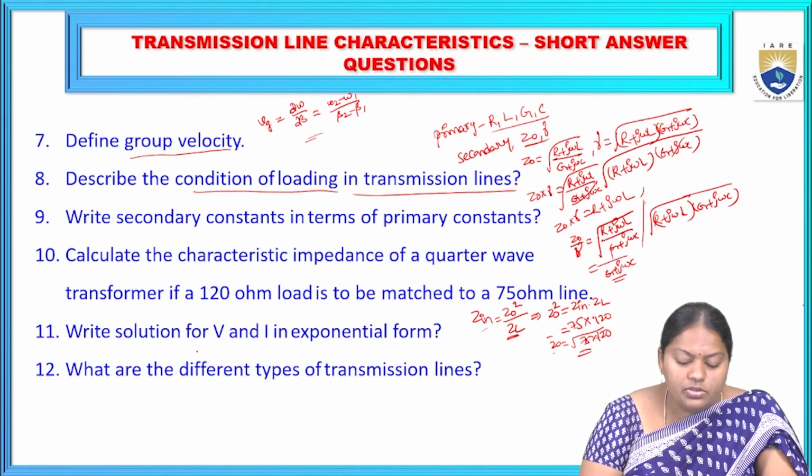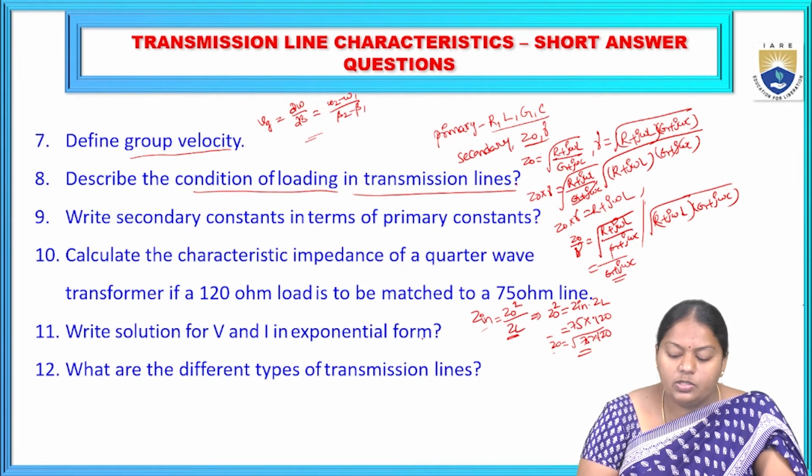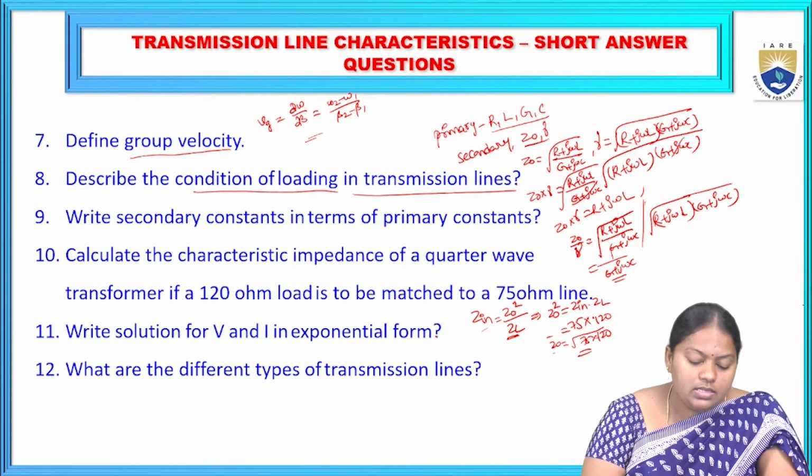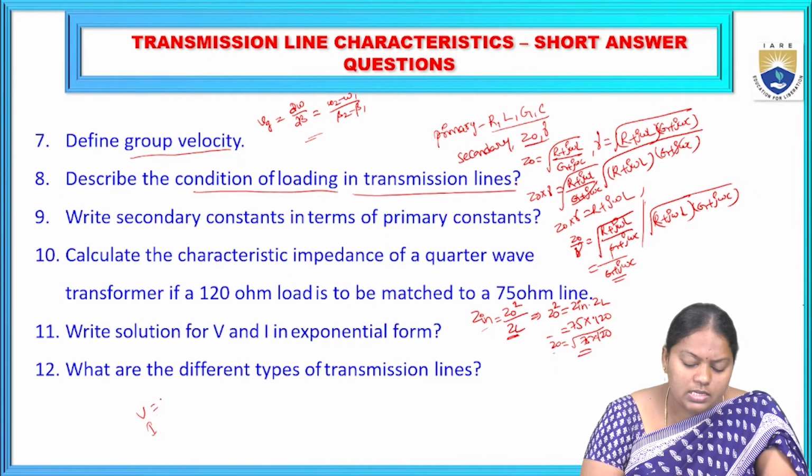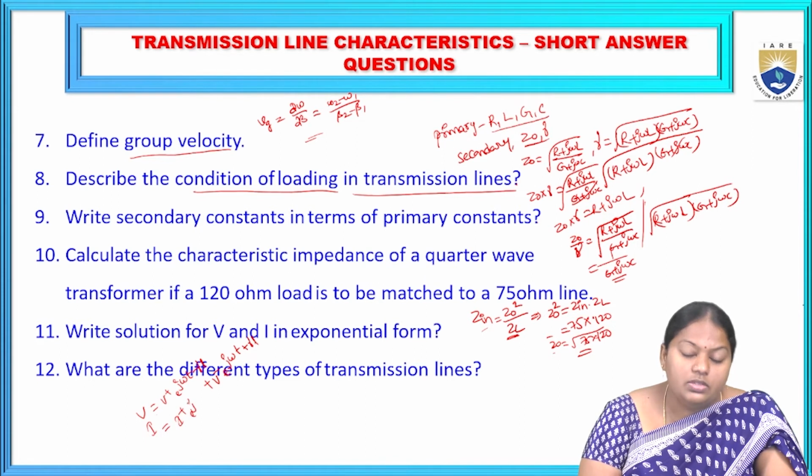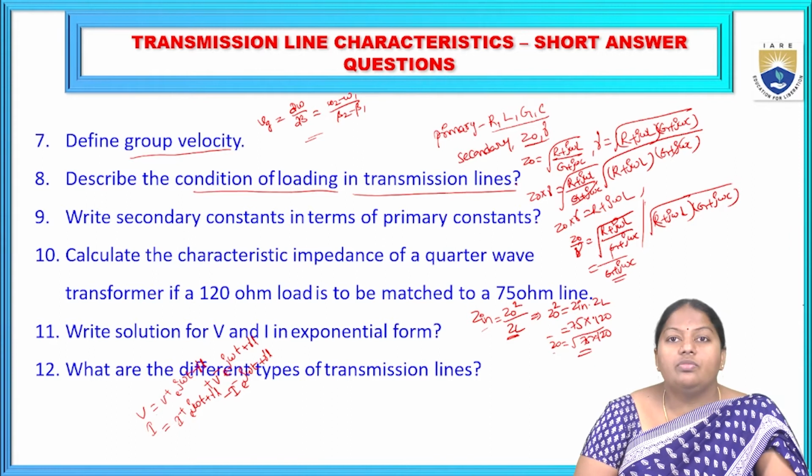Then write the solution for V and I in exponential form. The transmission line V and I equations are to be expressed as V plus into e power j omega t minus gamma L plus V minus e power j omega t plus gamma L, and the I equation is I plus e power j omega t minus gamma L minus I minus into e power j omega t plus gamma L. Basically, it consists of two traveling waves.